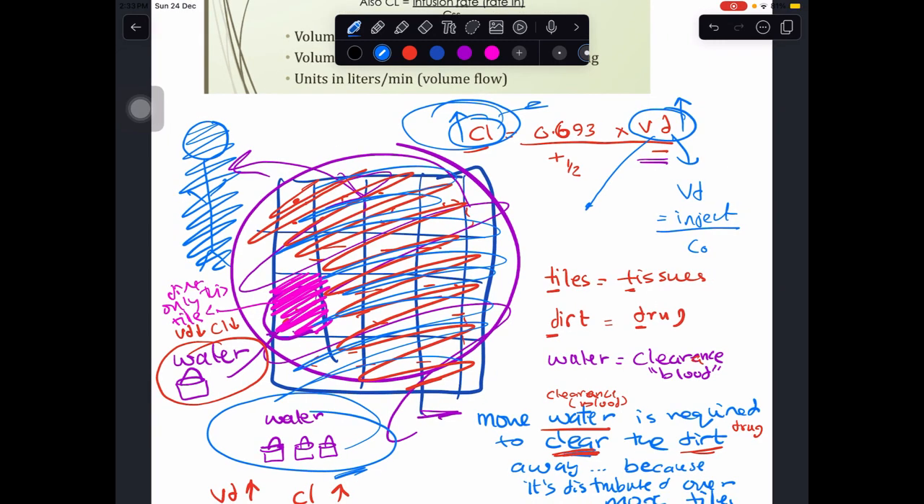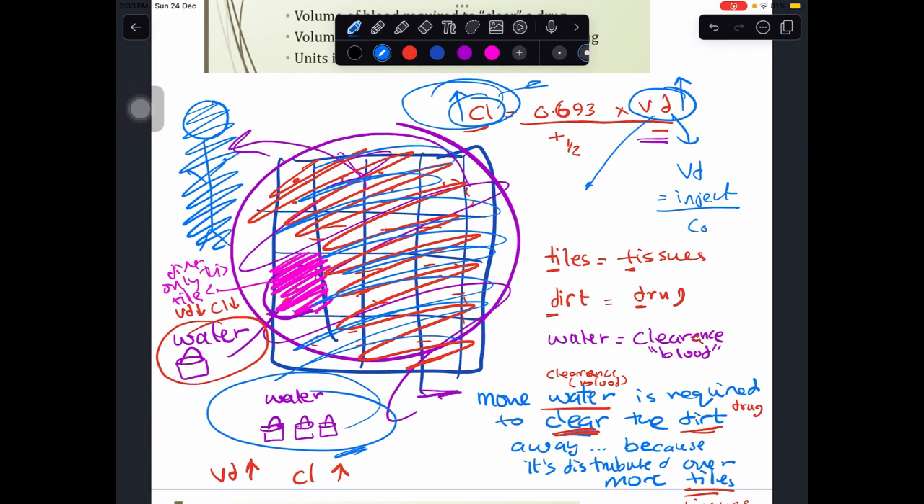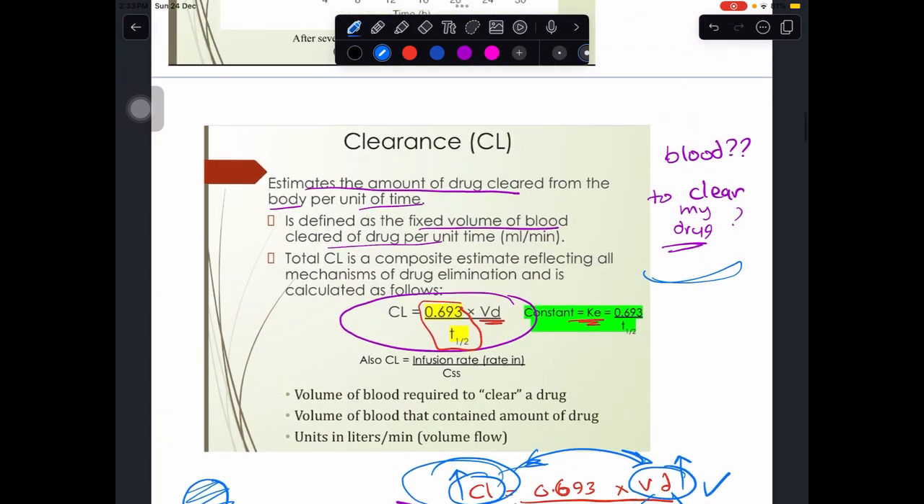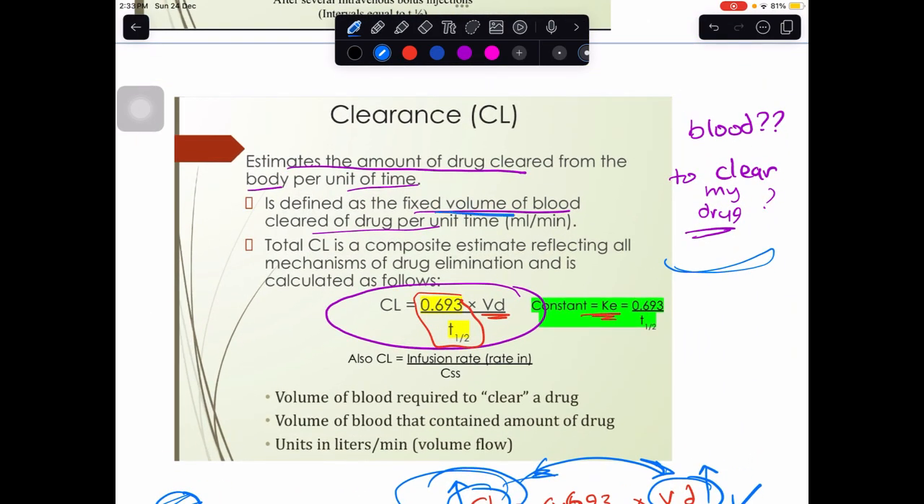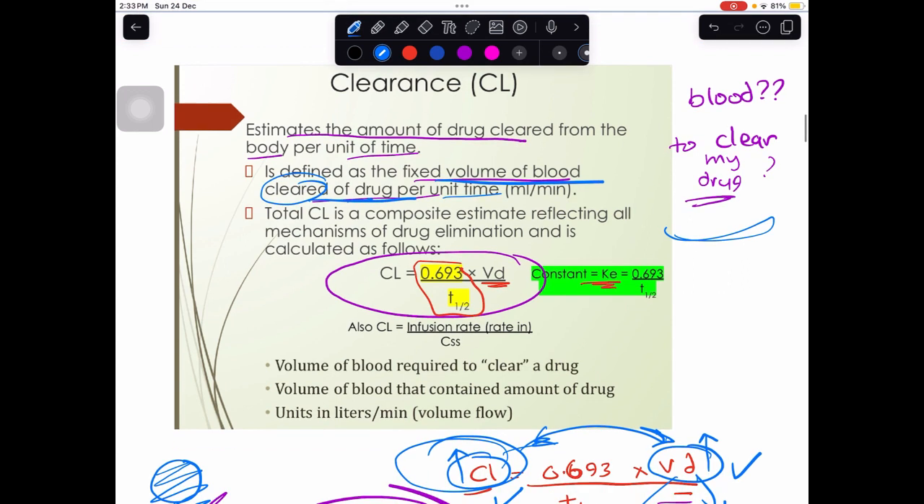Okay, so always remember this example. From it you will understand the function of clearance, which is to remove or clear away the drug, just like the water removes the dirt. And you will understand what VD means, which is how much of this drug is being distributed. You will also understand the correlation: because I need more water to clean out the dirt, I need more blood to clear out the drug, which is exactly what this means. The amount of volume that is required to clear the drug, per unit time. And from this, you understood the concept and you understood the equation.